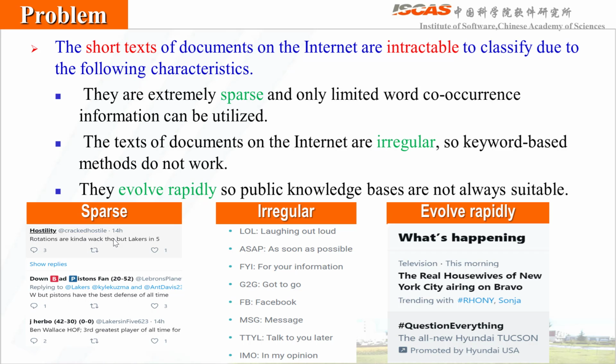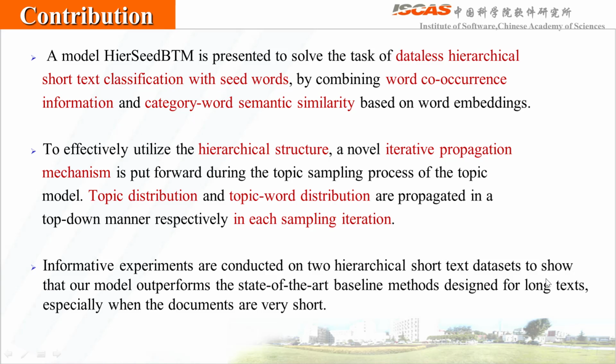However, these seed-guided dataless hierarchical text classification methods are designed for long texts without considering the characteristics of short text. Short text is extremely sparse and only limited features are available to train and classify. The texts of documents on the internet are irregular, so keyword-based methods do not work, and they evolve rapidly, so public knowledge bases are not always suitable.